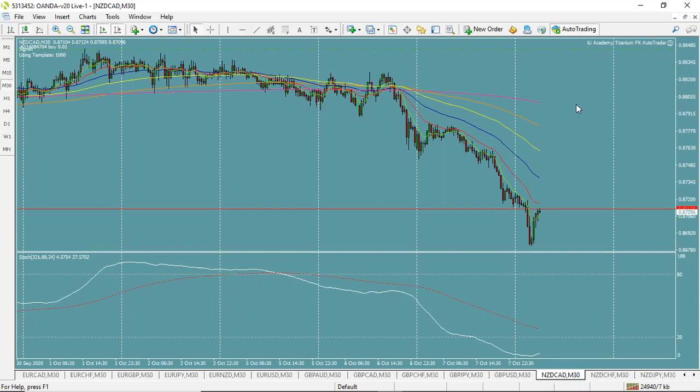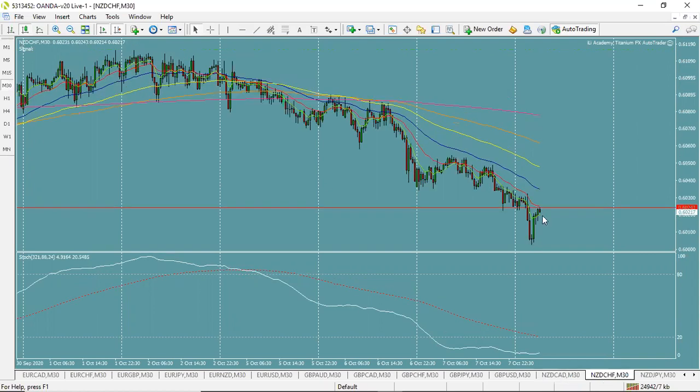But right now, looking at this, I'm not really concerned about it. We know that it's going to pull back towards the 50 or the 100 here, and I'm going to be able to take a short trade off of it. Right? New Zealand Swiss, same thing. Trend to the downside. We're just waiting for pullbacks to the 50 or the 100.